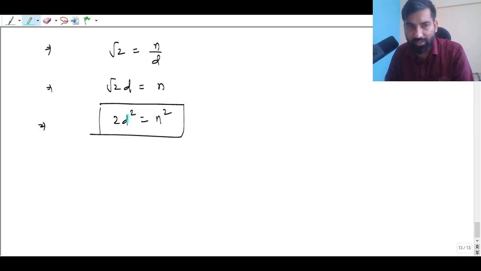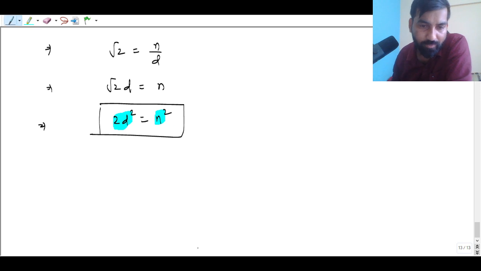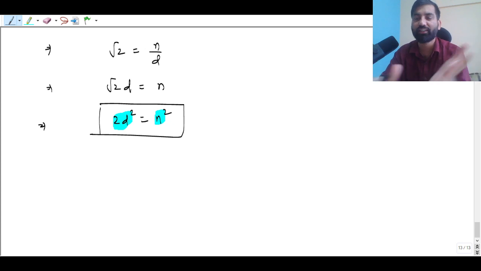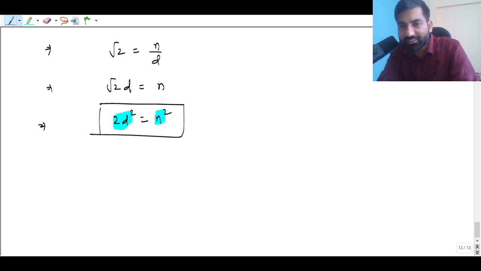Now you know that if any number is given, suppose d square is here, and if it is a multiple of 2, then this n square is going to be an even number, right? So from here you can say that n square is equal to 2d square. What does it imply? It implies that this n square is even, since it is equal to 2 times d square, which is an integer. I hope this makes sense.